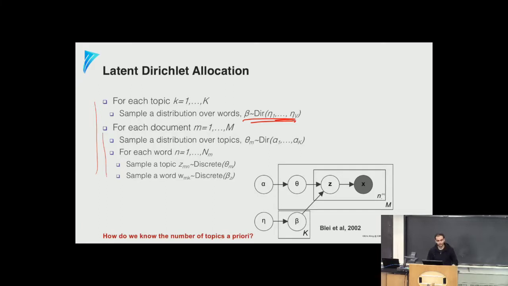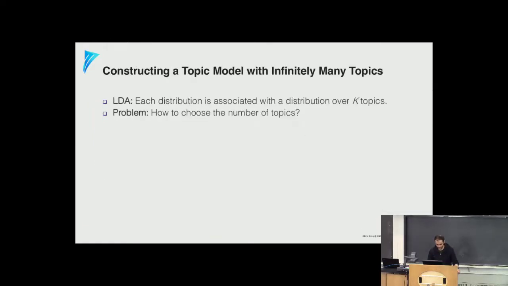So the question is, how do we determine the number of topics? It's pretty much the same question as with the mixture model. Should we select it a priori somehow, or can we somehow determine it automatically? And the idea is to try to construct a topic model with infinitely many topics. So we had this Dirichlet distribution, or Dirichlet prior, on the distribution over the topics for a given document.